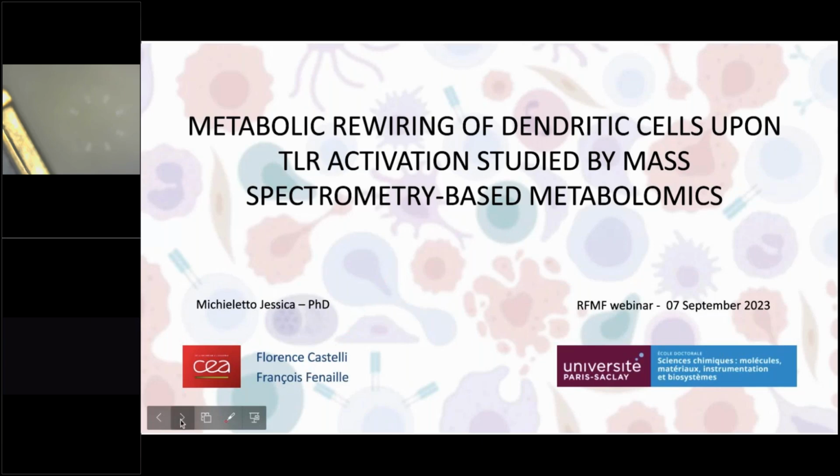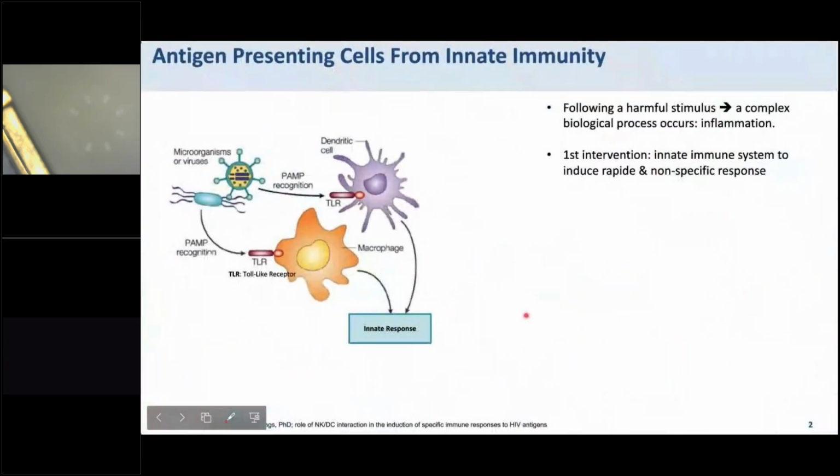But first, let's start with some basic knowledge of immunology. All living organisms have an immune system that can be activated by harmful stimuli. This stimulus will induce a complex biological process called inflammation. The innate immune response will be activated first, and it will induce a rapid and non-specific response.